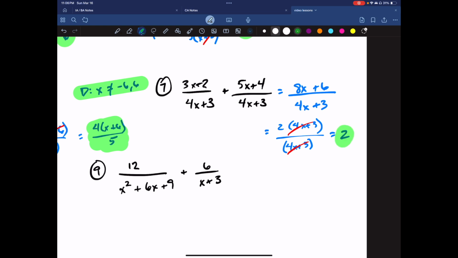Okay. Well, what about my domain? Because that's something I still have to consider. So you set 4x plus 3 equal to 0. So it's going to be 4x equals -3. And then x equals -3 over 4. That's what makes it 0. So my domain is x does not equal -3 over 4.